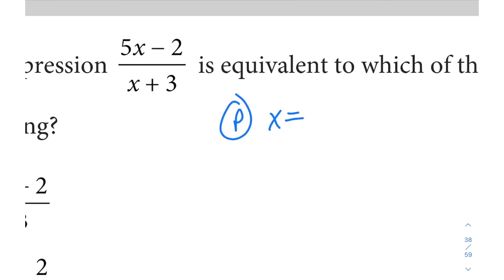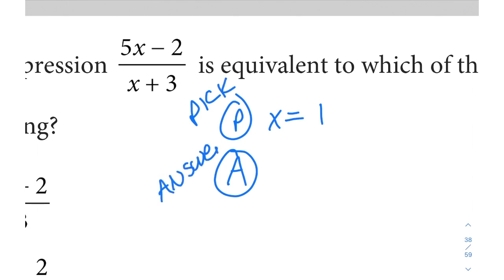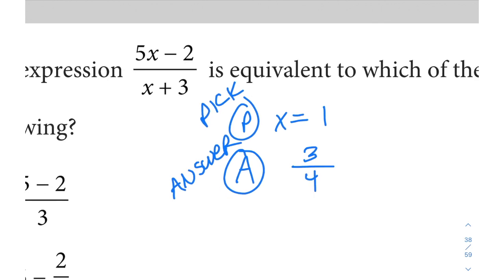And we want to try to pick values that are going to make our lives easy. So we don't want to pick something too large or too complicated. So let's pick something small. Let's try 1. Let's say x is 1. Then that would become 5 minus 2 for the answer to this question. So pick, answer, and I'll write our words out for this acronym here, but we pick, we answer. And so here, 5 times 1 is 5, minus 2 is 3, over 1 plus 3 is going to be 4. So this would be 3 over 4 for our answer.